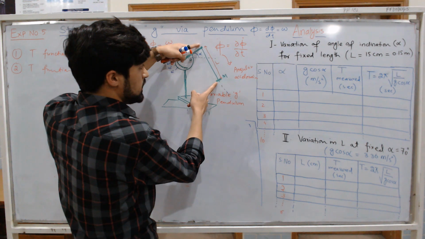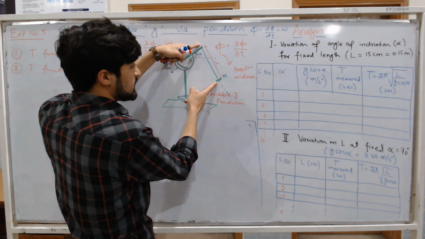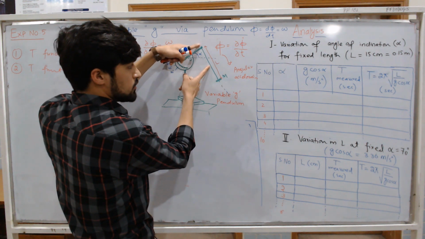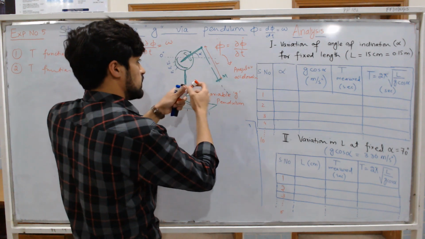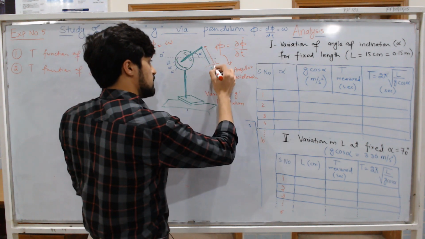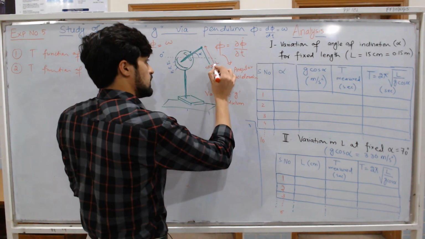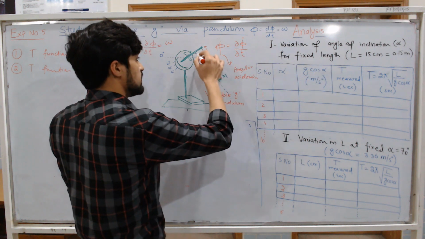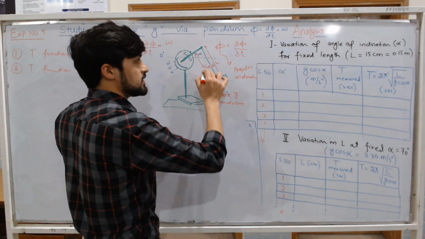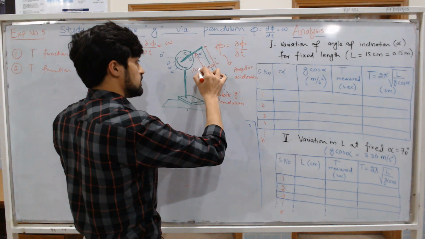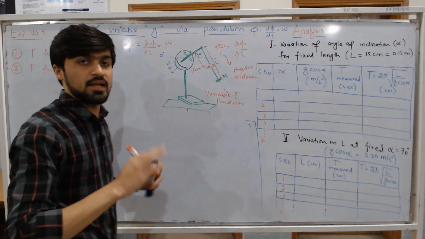So I will recommend 15 centimeter for the length of this pendulum from here. Let's say this is 30 degrees. So let's say I fixed it at 15 centimeter. So the mass is, let's say, here now. I will first fix the mass at the required distance, which is 15 centimeter. Now the length is fixed.